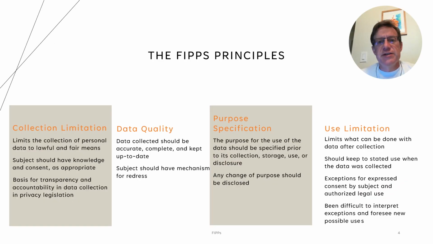The collection limitation principle, as written by the OECD, says that collection of personal data should be limited to lawful and fair means, and that the subject of the data should at least have knowledge of the collection and give their consent as appropriate. The data quality principle states that the personal data collected should be accurate and complete, and that the collector should keep this data up to date. In practice, this has meant giving the data subject some mechanism to view the data an organization has and to correct it as necessary.